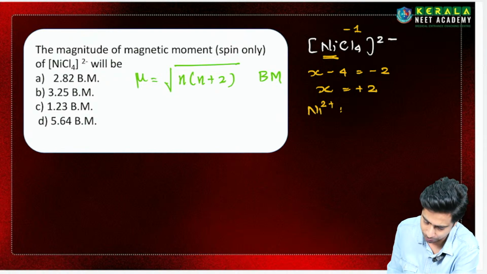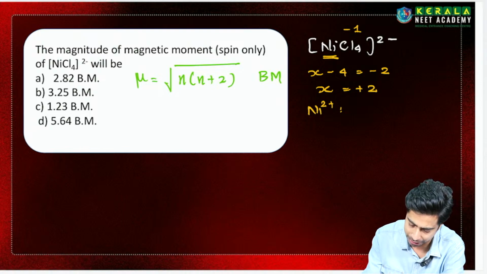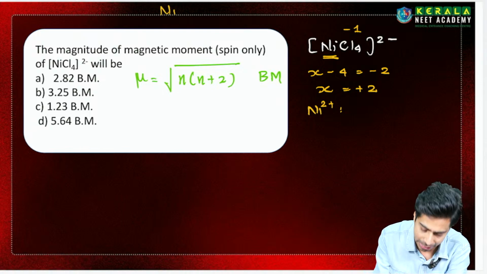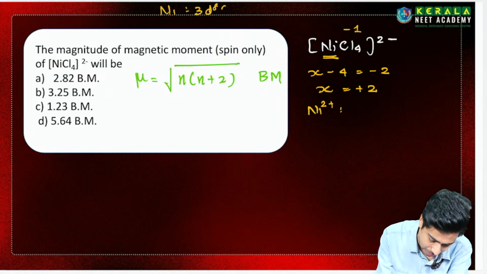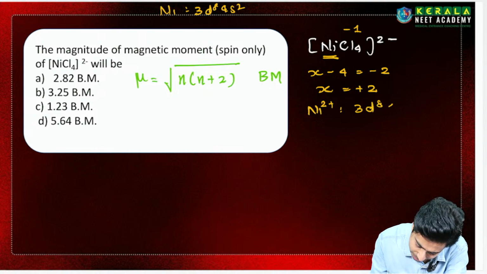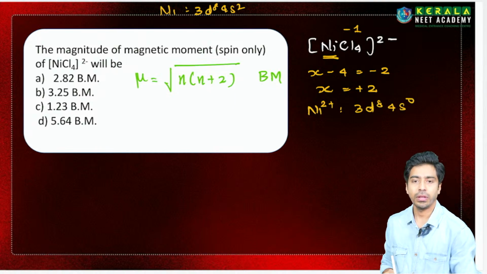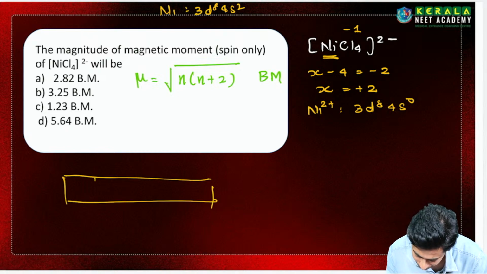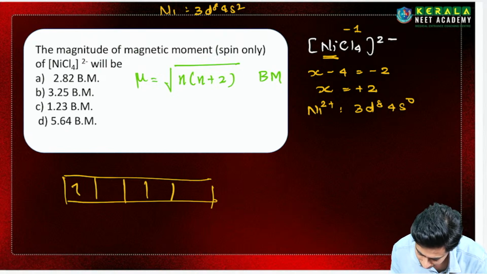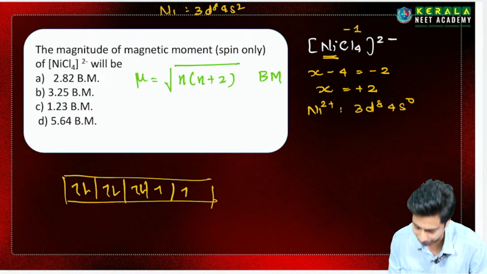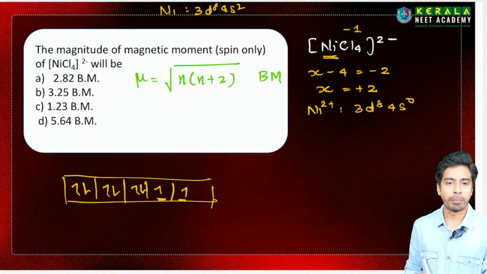So Ni2 plus means nickel 3d8. Nickel is 3d8 4s2, so Ni2 plus will be 3d8 4s0. Look here, Ni2 plus is 3d8: 1 2 3 4 5 6 7 8. How many unpaired electrons are there? 2 unpaired electrons.